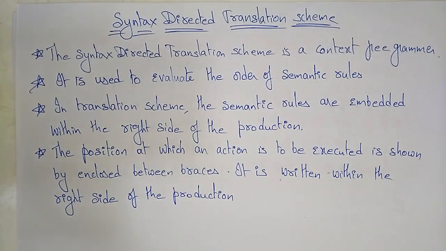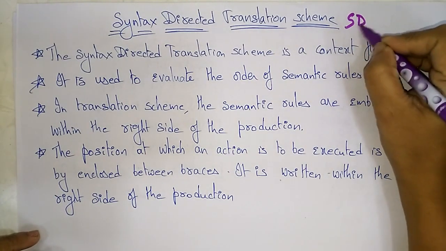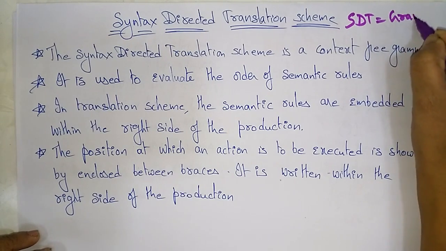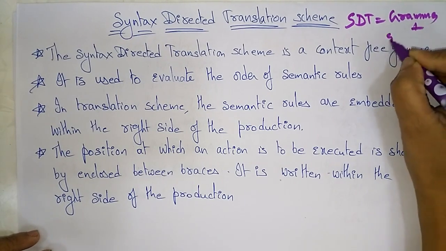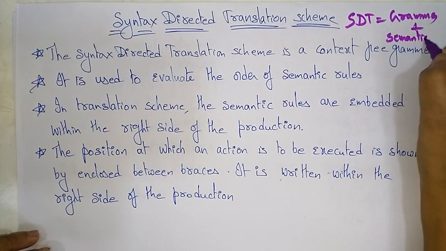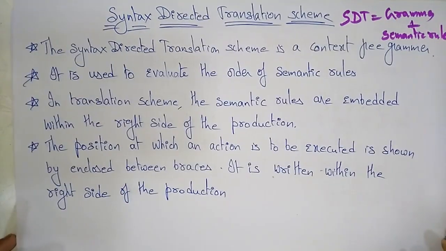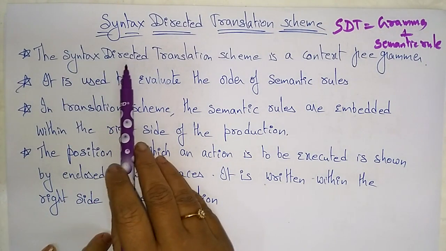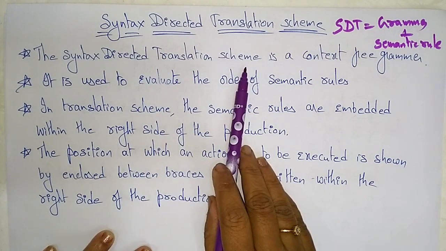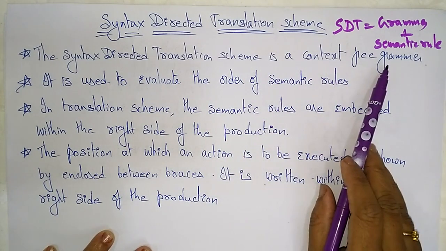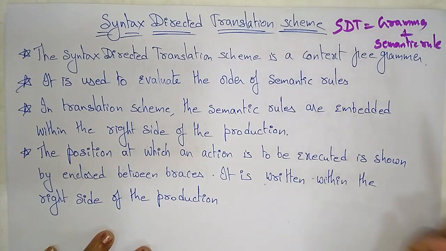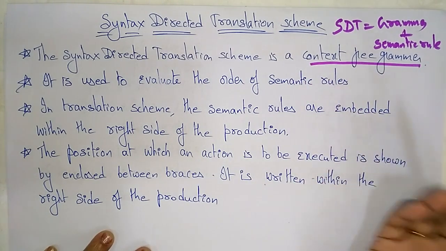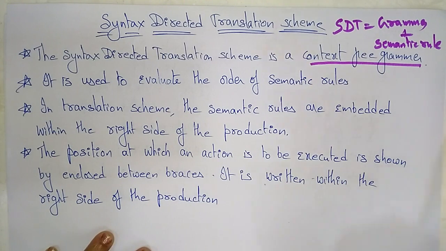In the previous video I explained syntax directed translation. What is SDT? SDT is a combination of a grammar plus semantic rules. Grammar plus semantic rules, you call it an SDT. So what are the different schemes for syntax directed translation? In syntax directed translation, the schema is a context free grammar. We know that whatever productions you are taking, that is a context free grammar.